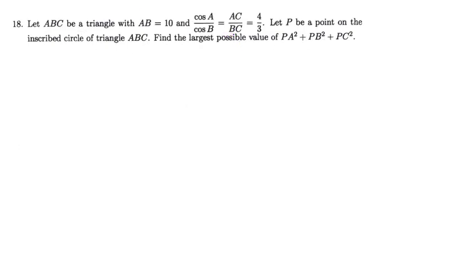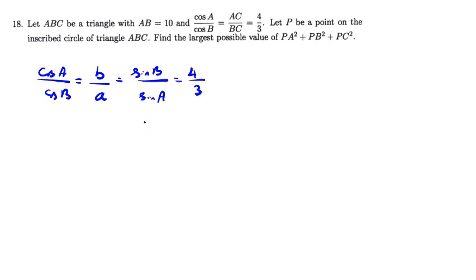So at first, let's consider this equality. Cos A over cos B. We know AC is what? AC is b, BC is a, equals sine B over sine A, which equals 4 over 3 by the assumption of the problem. So if we cross multiply, we can conclude, let me write that first here, cos A sine A equals cos B sine B. Now we can multiply both sides by 2, so sine 2A equals sine 2B.